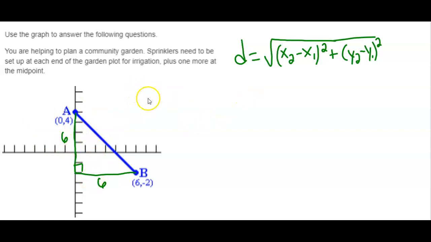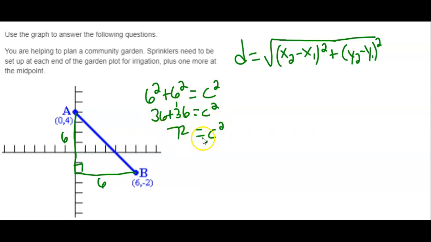So if you wanted to tie this back to the Pythagorean theorem, you could say 6 squared plus 6 squared equals we don't know squared. So you get 36 plus 36. And then you add those together. Let's see, that's a 2, carry the 1, 4, 72, I think. And then to finish the Pythagorean theorem, you would take the square root. And so you would get the square root of 72. Now let's talk about how to actually use the distance formula, because you're going to have to be able to use that as well.